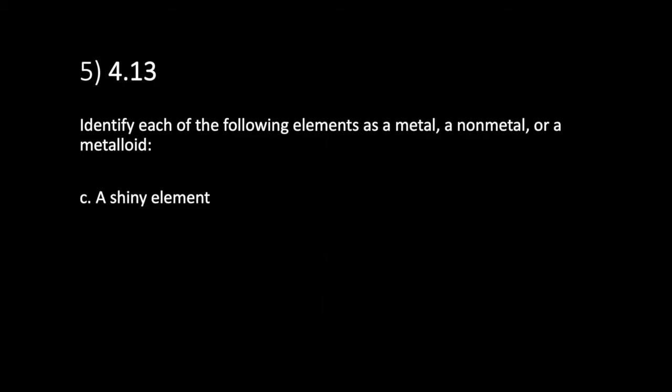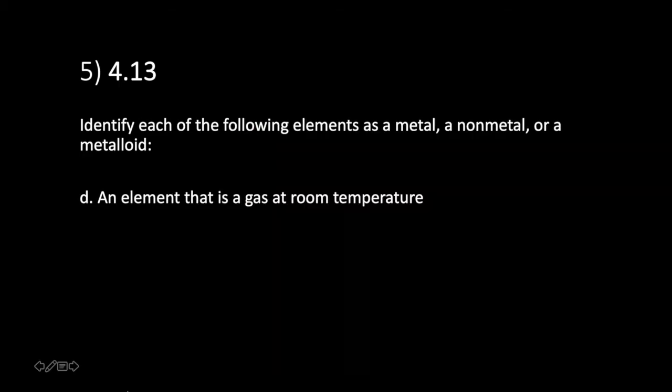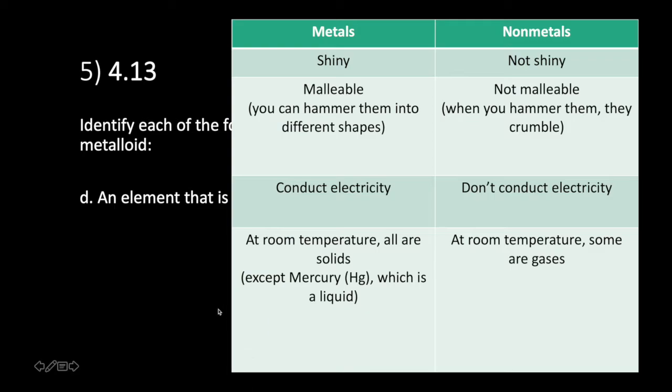A shiny element, so this is just a description, this isn't a specific element. We could go back to that table we were using, and you could see that metals are the ones that tend to be shiny. The nonmetals tend not to be shiny. So a shiny element would tend to be a metal. An element that is a gas at room temperature, well, we'd go back to that little table, and you'd see that at room temperature, the metals are all solids, except for mercury, but mercury is a liquid at room temperature. So if something's a gas at room temperature, it's a nonmetal. And so that's what D would be.